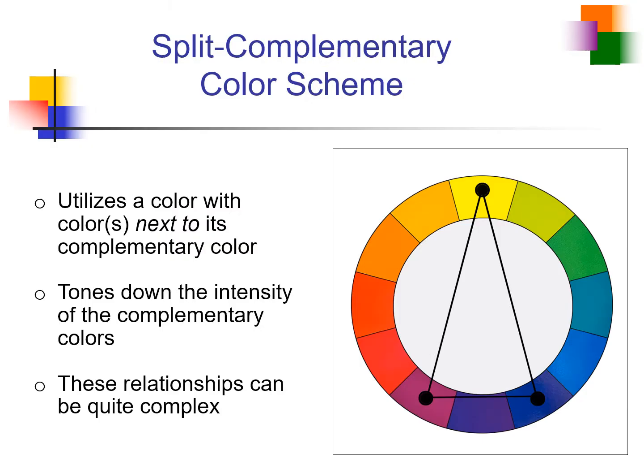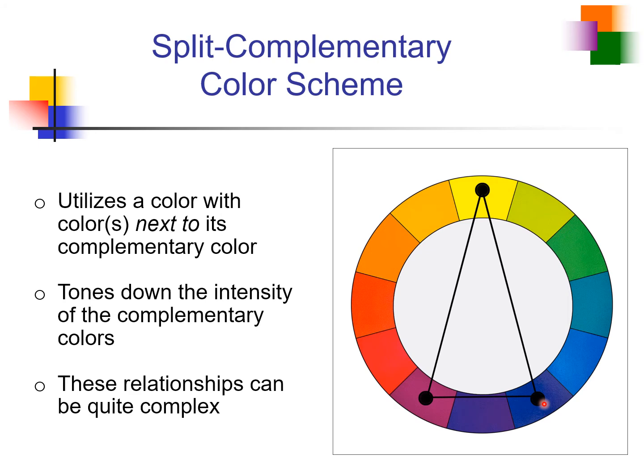The split complementary scheme is similar to complementary. It's a variation, really. In this particular example, we have yellow. Its complementary here is purple or violet, but instead of using the strict complement, the artist would move off to the side to these adjacent colors, these tertiary colors, because they produce much the same effect as a complementary scheme, but toned down a little bit.